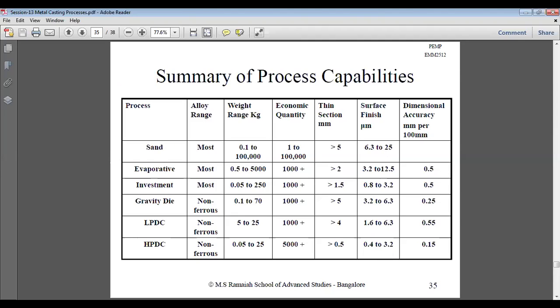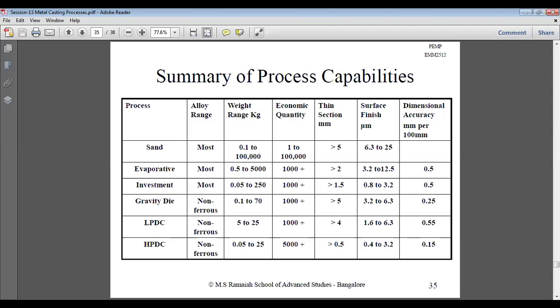So this is the summary of process capabilities. This is sand casting, evaporative casting, investment casting, gravity die casting, low pressure die casting, and high pressure die casting. So we have alloy ranges. In sand casting, we can almost cast any alloy and metal. And same is the case with evaporative and investment too. In these types of casting, we normally can take any ferrous or non-ferrous metals or alloy. But in gravity die casting, low pressure die casting and high pressure die casting, we don't have the facility to cast ferrous metals and alloys.